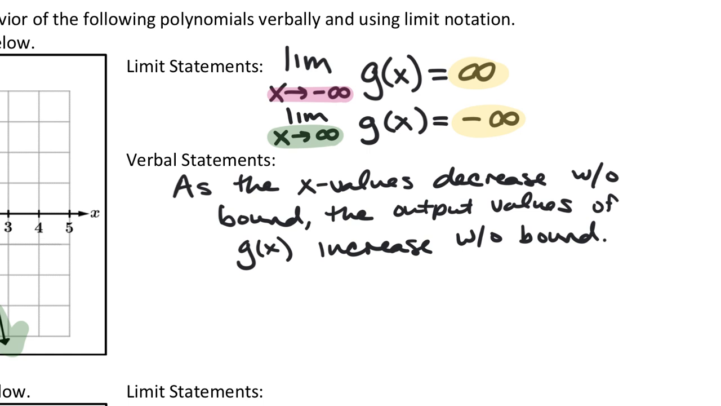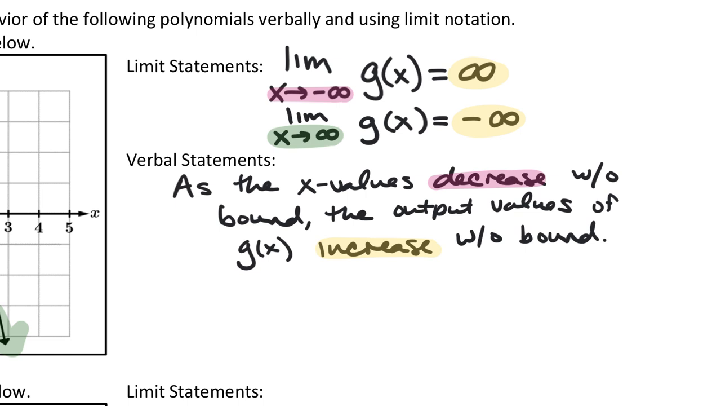We're literally taking the limit statement and writing it in words. We're saying as the x values decrease, that's x approaching negative infinity. The output values of the function increase. That's the positive infinity that the output values are going to. This is the same statement as this, just in words. As the values of x decrease without bound, they go to negative infinity. The output values are going to increase without bound, continually, infinitely.